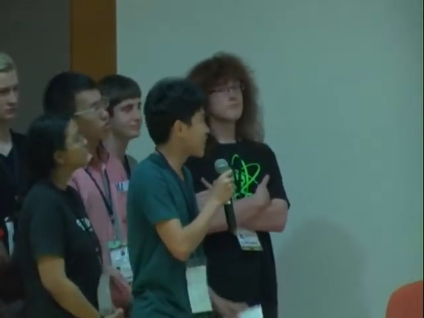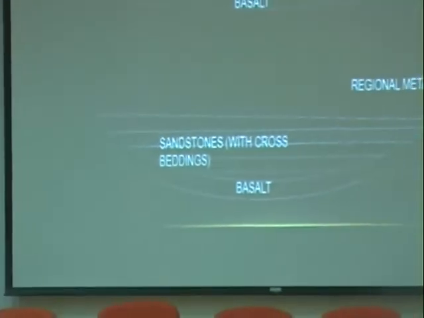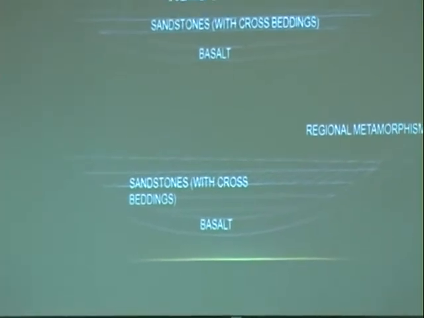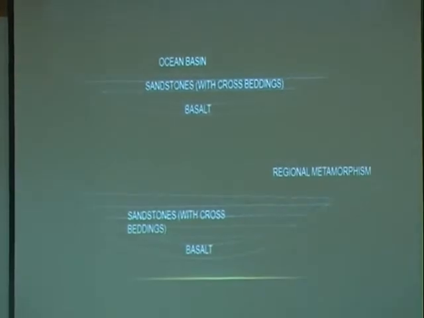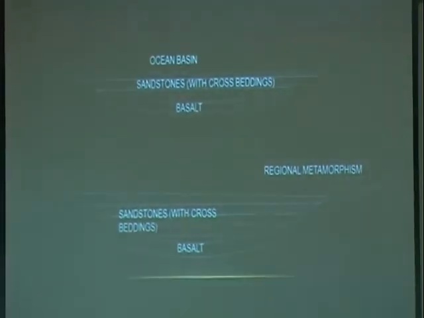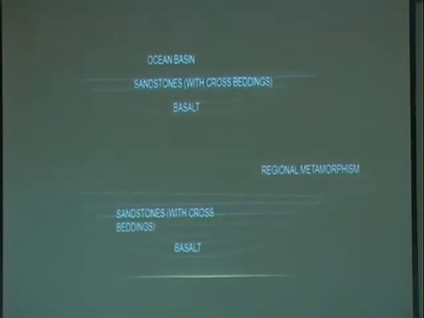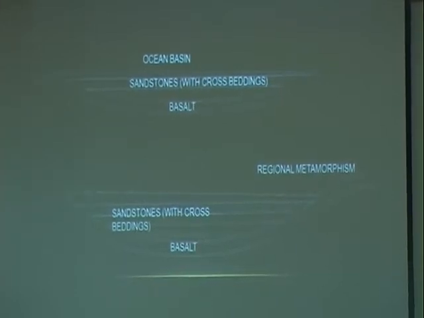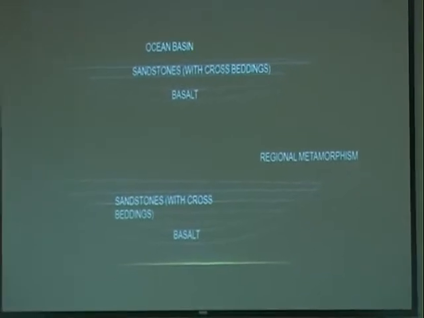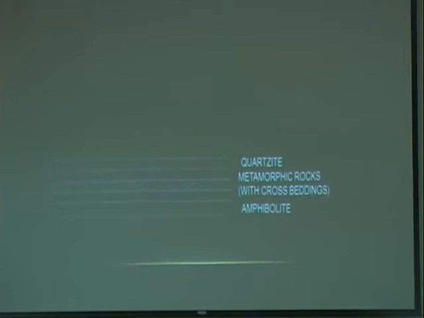From the information told by the rocks, we could know that there used to be an ocean basin made of basalt and some sediments that produced sandstones with cross-beddings. And then there were some subductions that caused the original metamorphism, and made the sandstones into quartzite and the basalt into amphibolite.